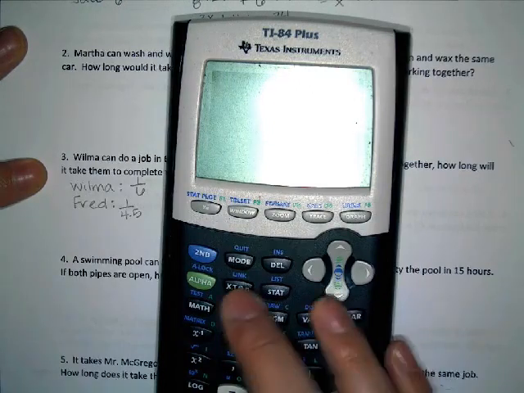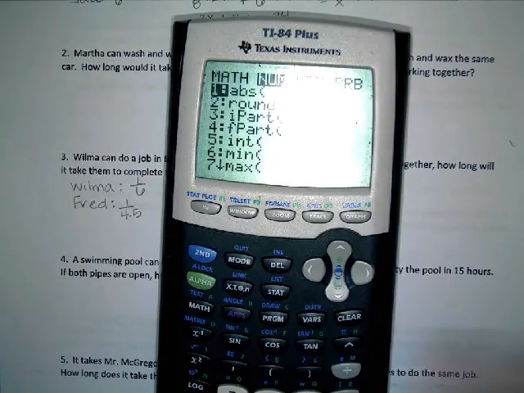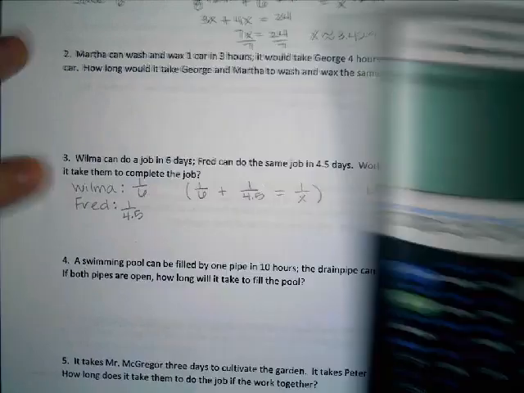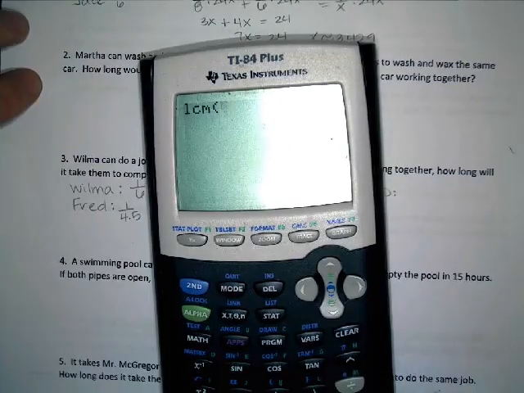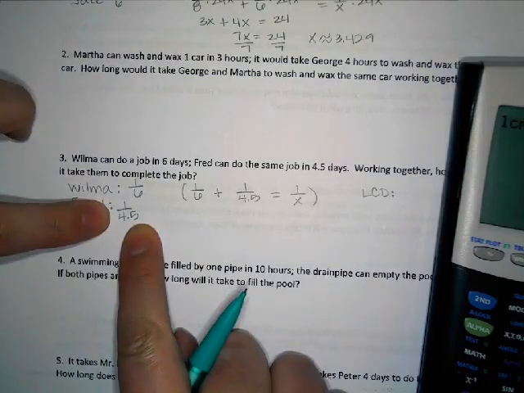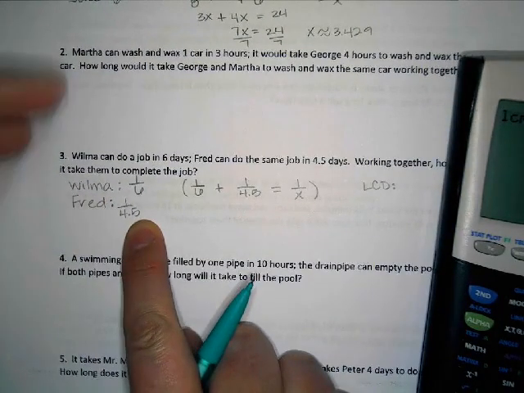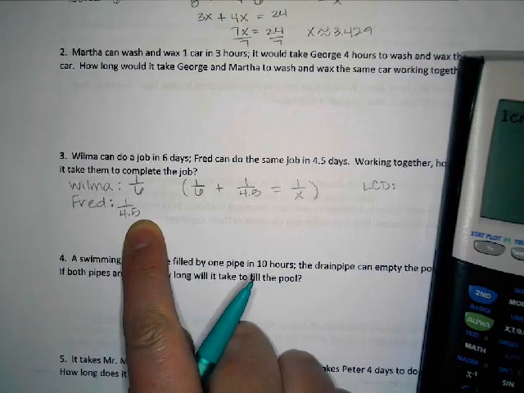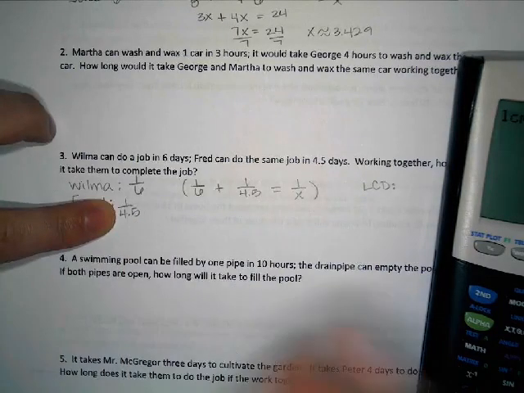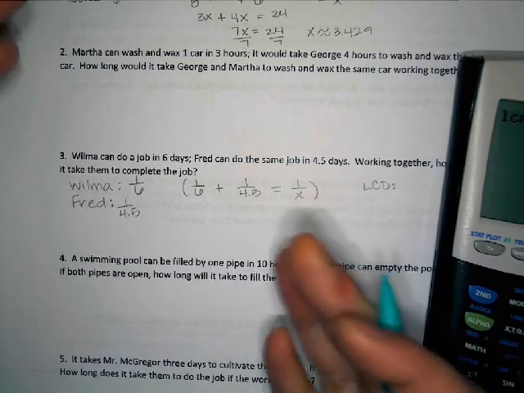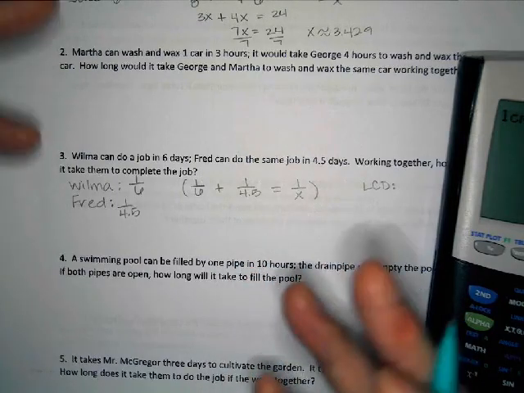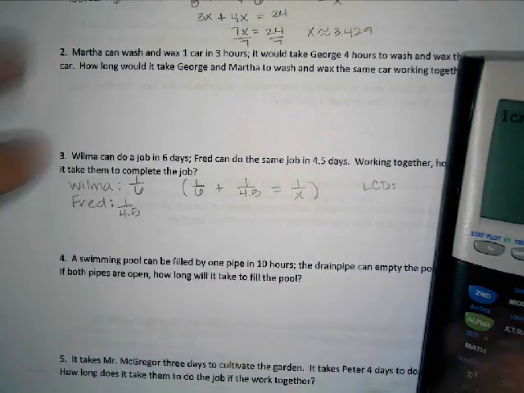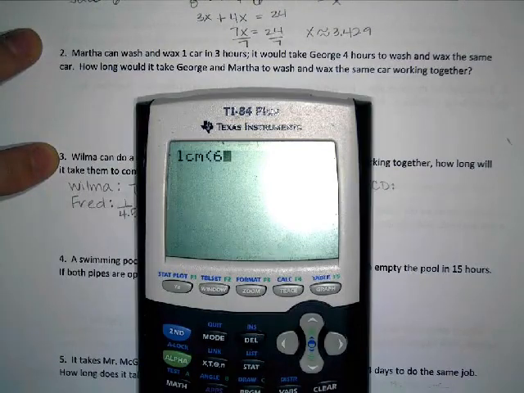Okay, so my strategy here is going to be to use 6. And then I'm going to think of a number that 4.5 would go into a whole number. So 4.5 plus another 4.5 gets me to 9. And so 9 is the number that I would use to find my least common denominator.